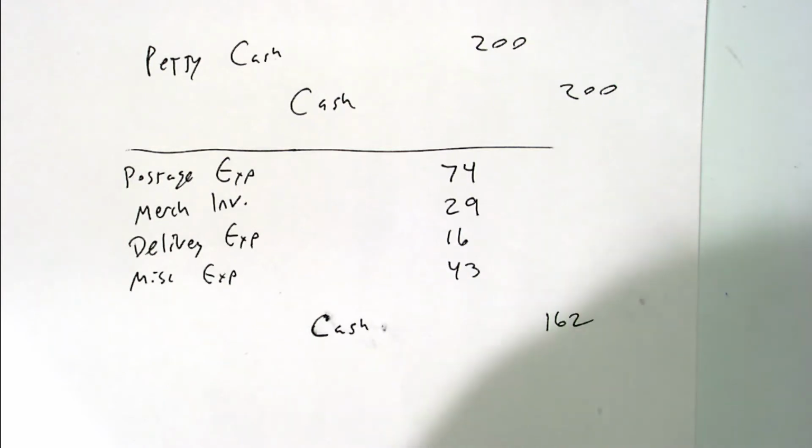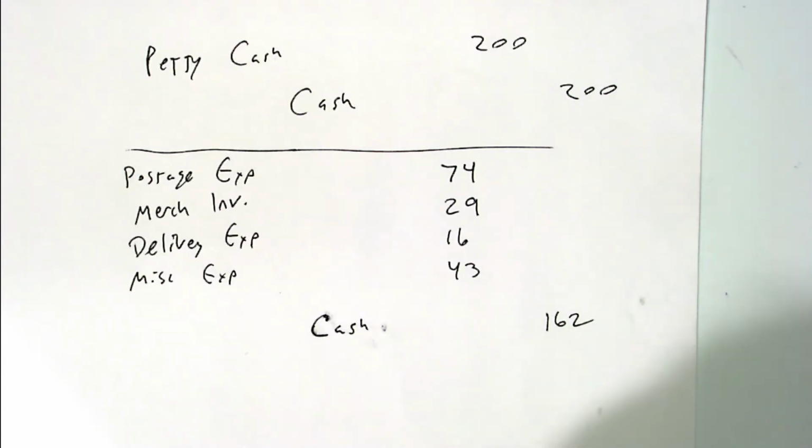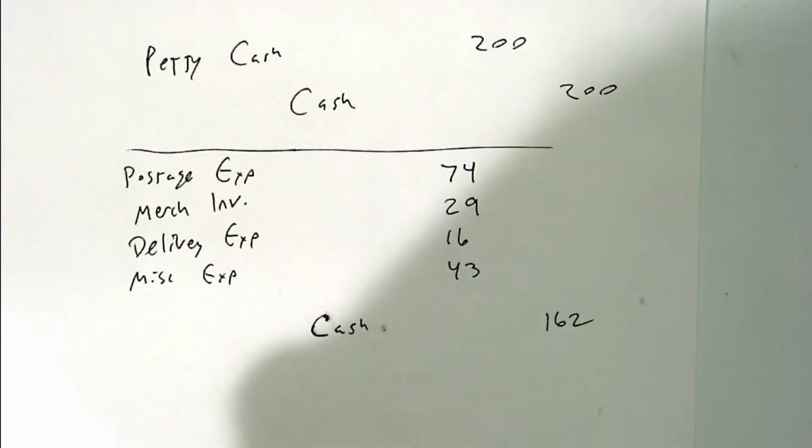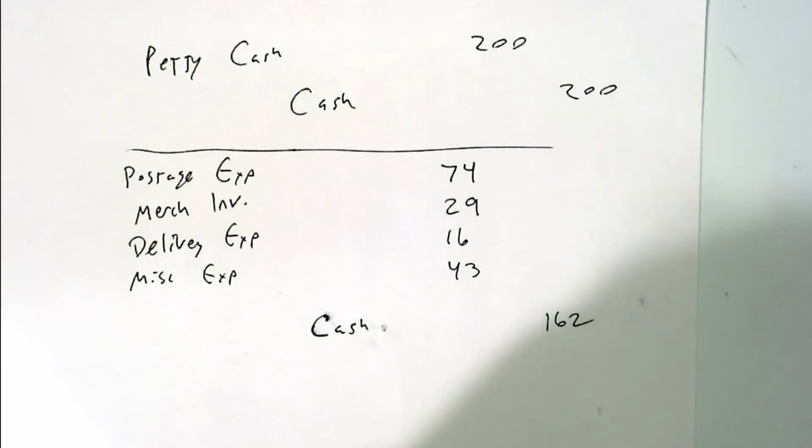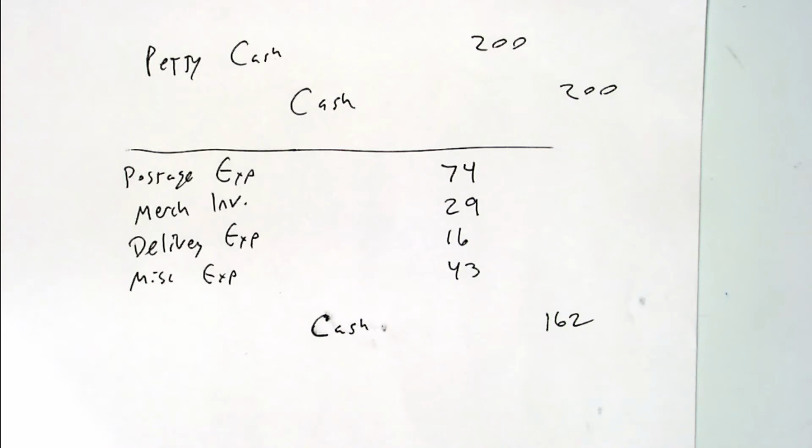All right. Okay, let's take a look at part 3. I think part 3 says, well, what if you need to reimburse the petty cash fund, but you also want to increase it? And you want to increase it to what amount?